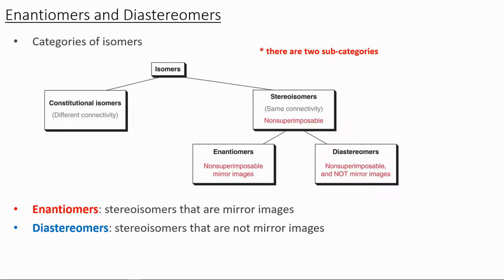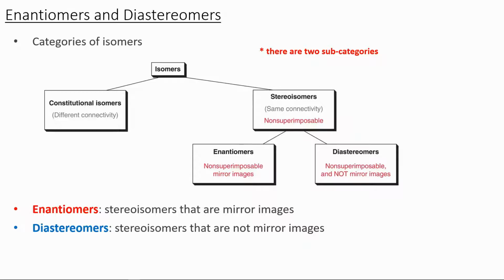So just to summarize where we're at until this point, we have isomers, and we were able to break those down into two categories. We have constitutional isomers, which have different connectivity, right? Different sigma bonding framework. And we have stereoisomers, which have the same connectivity, but they're non-superimposable. Within this category, we have two subcategories. We have enantiomers, which are stereoisomers that are mirror images of each other. And we have diastereomers, which are stereoisomers that are not mirror images of each other.